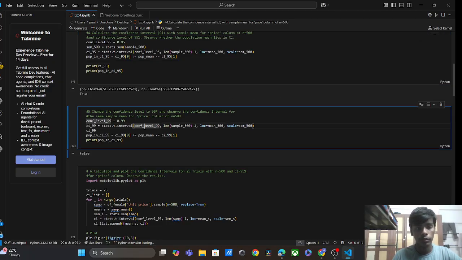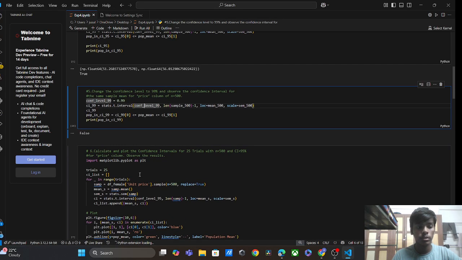This is our fifth question. In the fifth question, we change the confidence level to 99%. This widens the interval because we are more confident but less precise. Again, we check if the population mean falls inside.